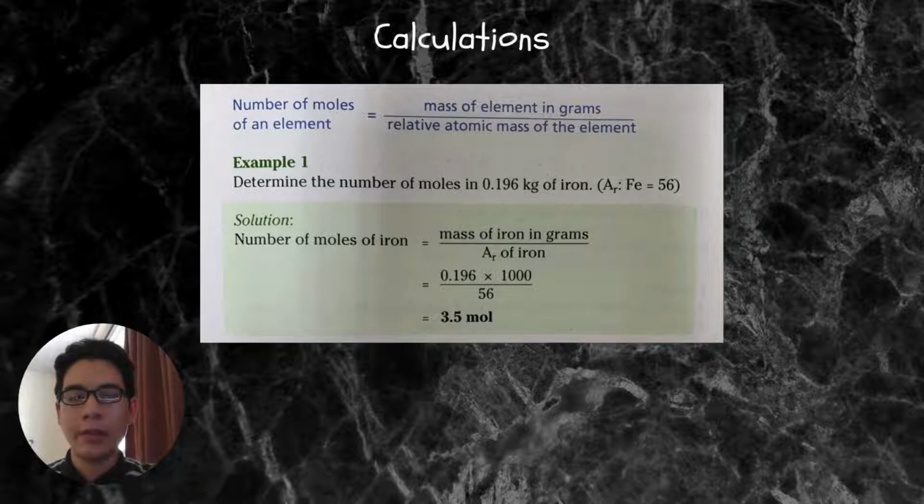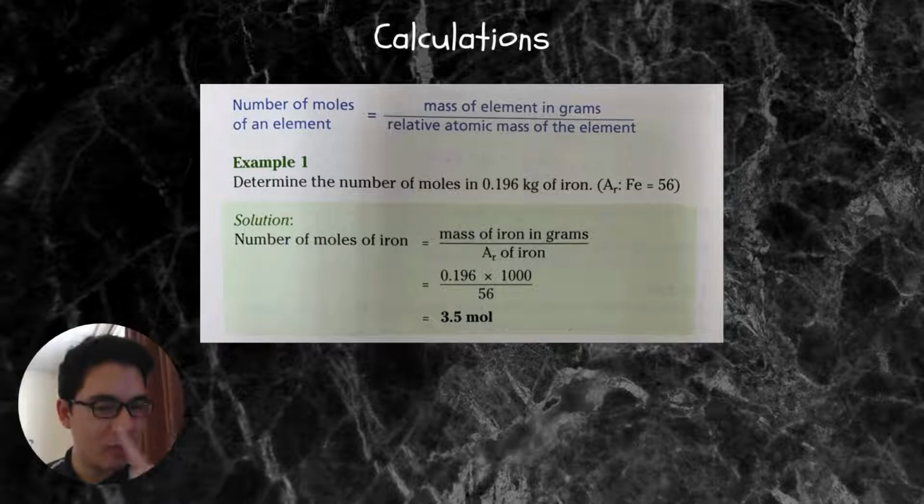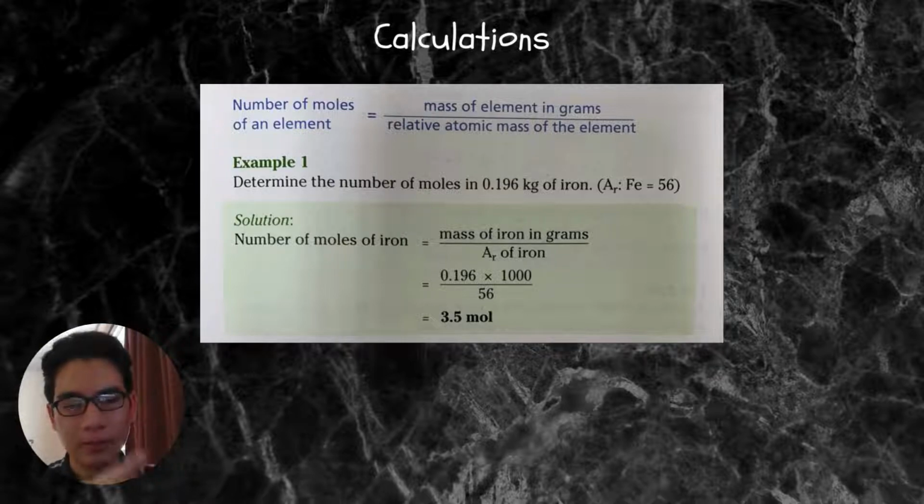So here is the calculation that I have found. It shows that the number of moles of an element equals the mass of the element in grams, remember, the required units, they want grams, so we have to use grams, over the relative atomic mass of the element. Look at the example. Determine the number of moles of 0.196 kilograms of iron. As you can see, the column Ar refers to the relative atomic mass. So we can see here ferrum is 56, which means the relative atomic mass is 56.